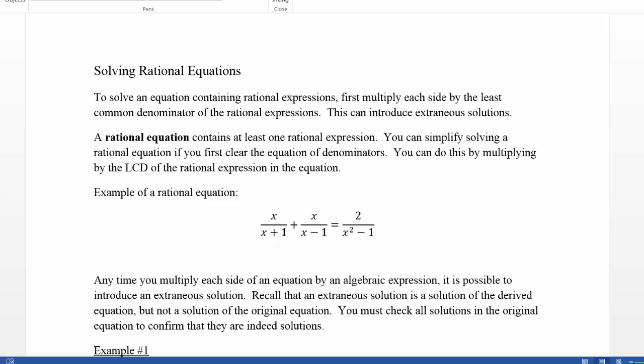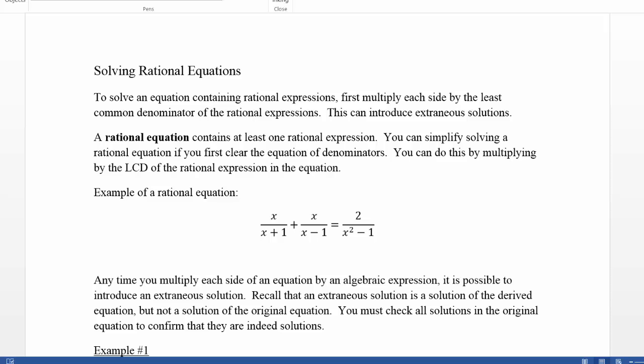So now that we've used the least common denominator to add and subtract rational expressions, we can use the same idea to help us solve rational equations. So basically a rational equation is any equation that has at least one rational expression in it.